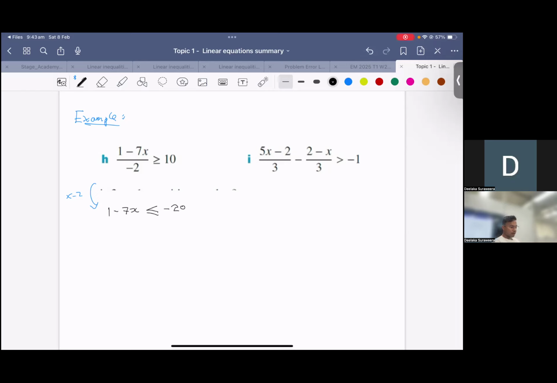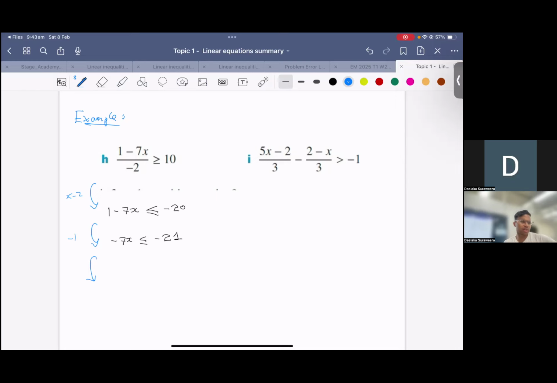And then we want to bring the 1 to the other side because that's where the constants are. So let's subtract 1 from both sides. You end up with -7x is less than or equal to -21. And then here we divide both sides by -7.